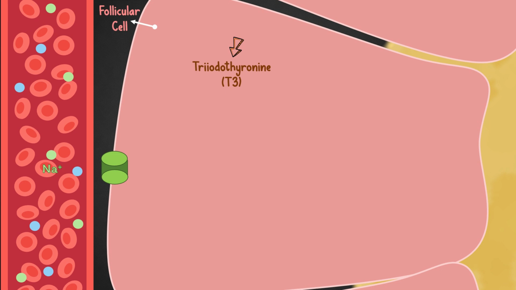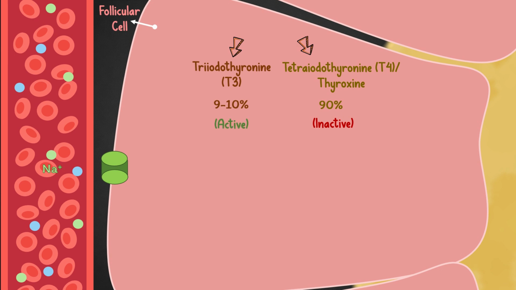triiodothyronine, or T3, which forms 9 to 10% of total secretion, and tetraiodothyronine, or T4, also called thyroxine, that forms about 90% of the total secretion. Both these hormones are iodine-containing derivatives of the amino acid tyrosine. The numbers 3 and 4 are referring to the number of iodine atoms in a molecule of each hormone. T4 is usually considered to be the inactive form, while T3 is the active form. It is 5 times as potent as T4.